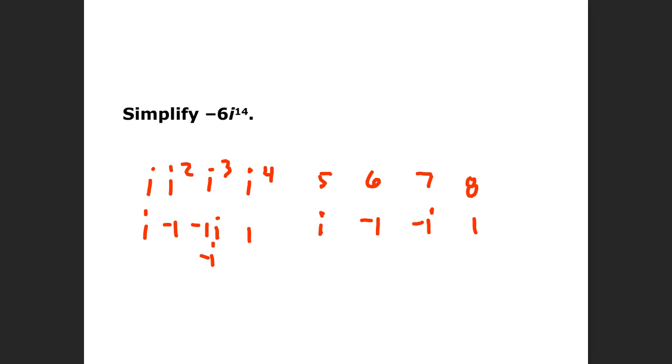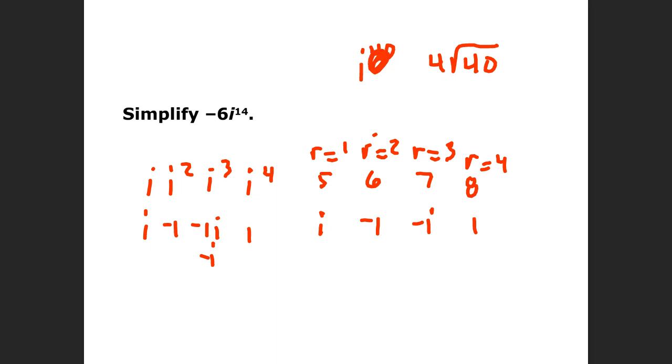So now if I divide by 4, I'd have a remainder of 1 here. So remainder of 1 would give us i for an answer. Remainder of 2 would give us -1. Remainder of 3 would give us -i. Remainder of 4 would give us 1. So if I asked you, let's say, what is i to the 40th? I just take 40, I divide by 4.